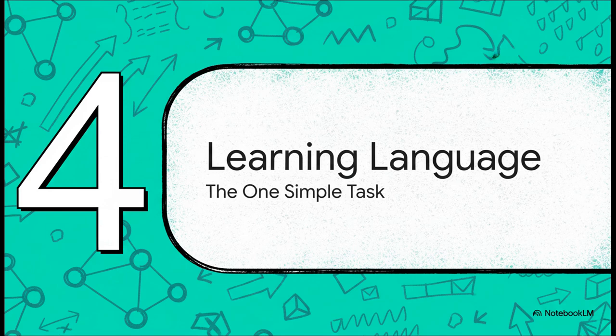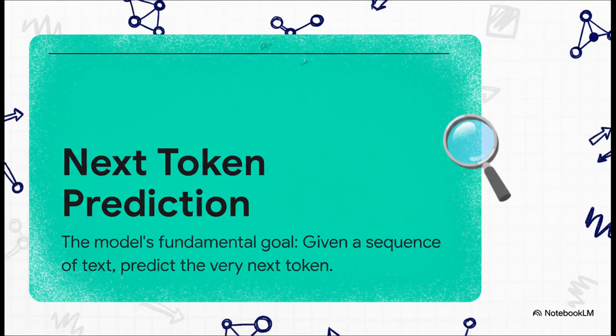So, we've built our entire architecture. But what is this massive, complex machine actually learning to do during its initial training? Well, the task is actually shockingly simple. It has one single goal: predict the very next word, or token. You give it the quick brown fox, and its only job is to predict jumps. It does this over and over and over again on trillions of words from the internet.